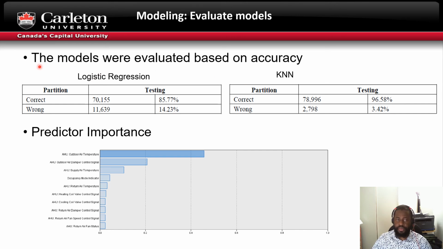So in this paper, we evaluated those models based on accuracy and predictor importance. We could also have used some other methods to check, like misclassification cost. And here we can see the logistic regression had 85.7% accuracy, and the k nearest neighbor had 96.58% accuracy. So the k nearest neighbor performed better than the logistic regression. And in looking at the predictor importance, you can see that the outdoor air temperature and the outdoor air control signal were the most important predictors for the target.